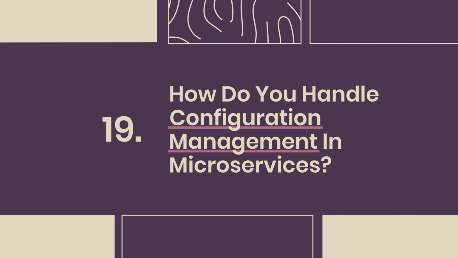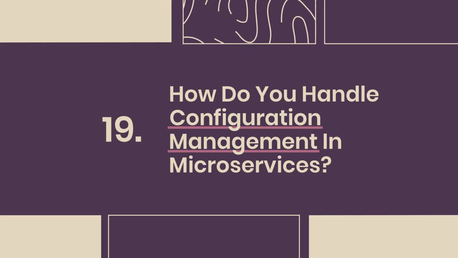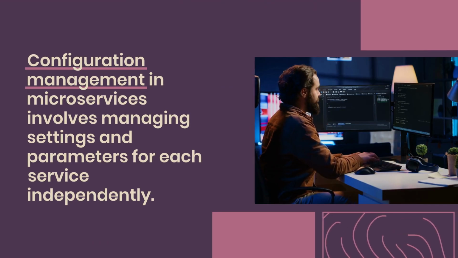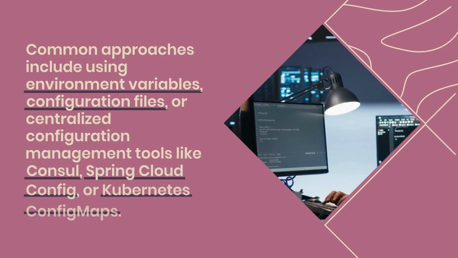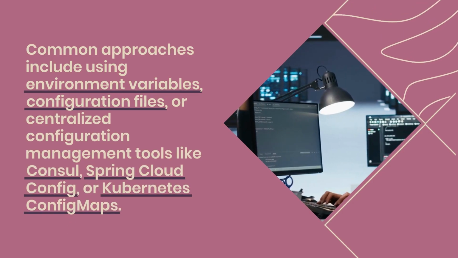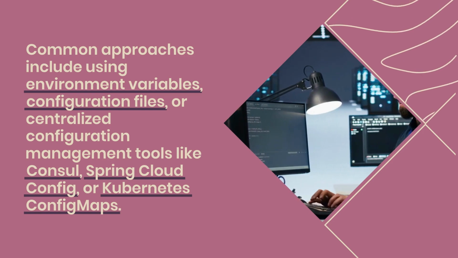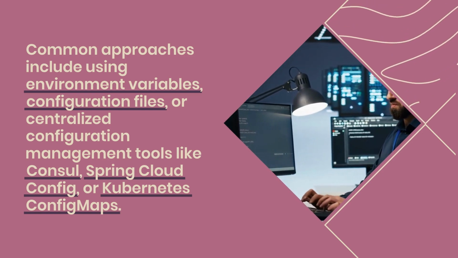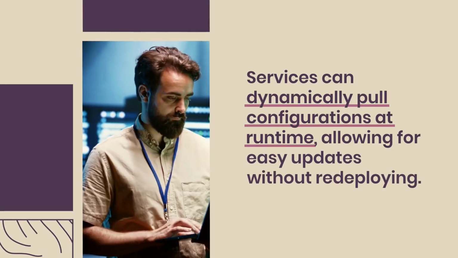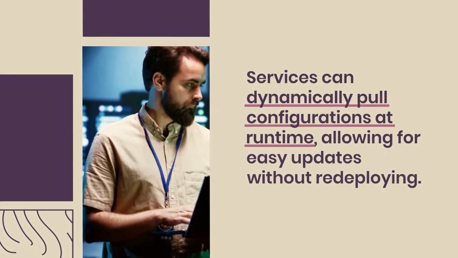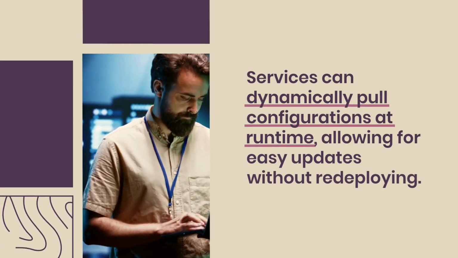19. How do you handle configuration management in microservices? Configuration management in microservices involves managing settings and parameters for each service independently. Common approaches include using environment variables, configuration files, or centralized configuration management tools like Consul, Spring Cloud Config, or Kubernetes config maps. Services can dynamically pull configurations at runtime, allowing for easy updates without redeploying.